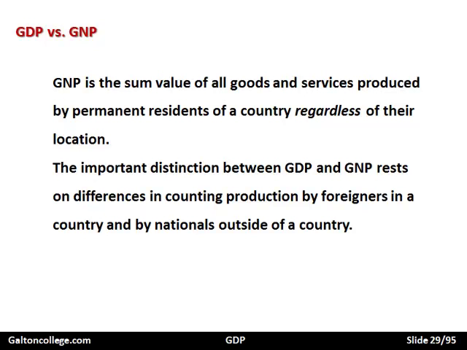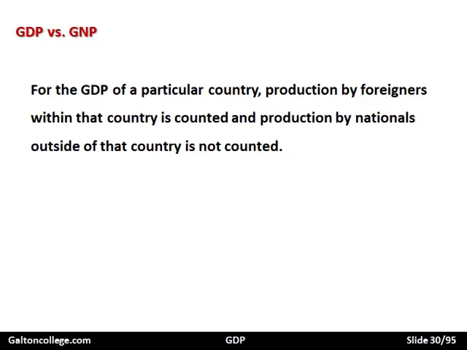The important distinction between GDP and GNP rests on the differences in counting production by foreigners in a country and by nationals outside the country. So when foreigners live in the UK and produce items, those are not counted as part of the gross national product for the UK, and items produced outside of the country by nationals of the country are included. For GDP of a particular country, production by foreigners within that country is counted, and production by nationals outside of the country is not counted.